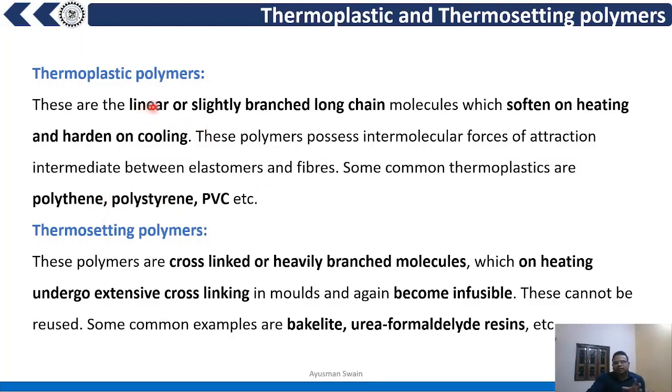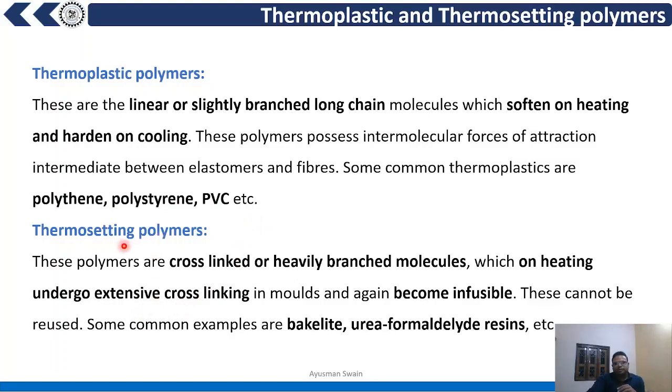So, what are thermoplastic polymers? These are linear or slightly branched long chain molecules which soften on heating and harden on cooling. So if you heat it, it becomes soft; once it is cooled, it becomes hard. These polymers possess intermolecular forces of attraction intermediate between elastomer and fiber, so the mechanical strength is intermediate between elastomer and fiber. The examples are polyethylene and polystyrene.